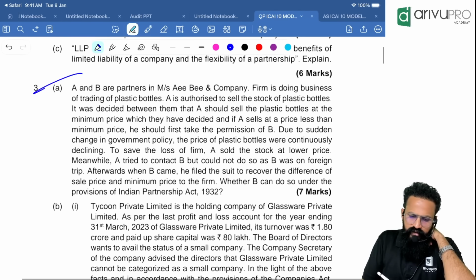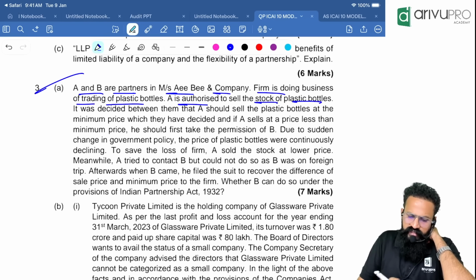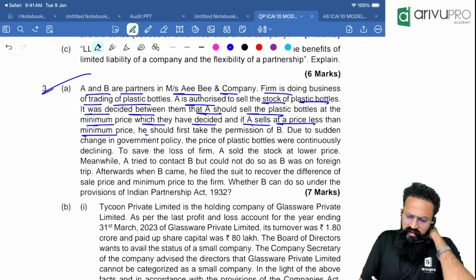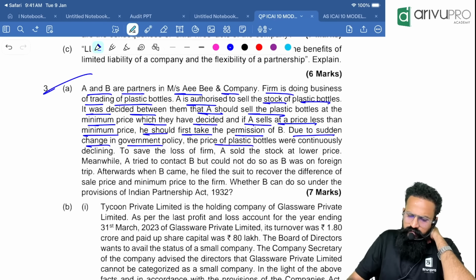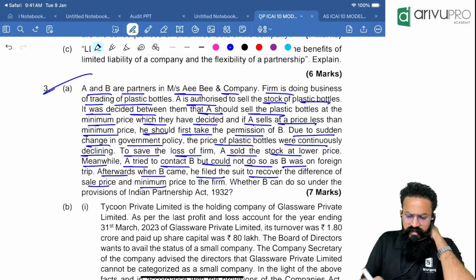Next, go through this one. A and B are partners in a firm, A, B and Company. The firm is doing business of trading plastic bottles. A is authorized to sell the stock of plastic bottles. It was decided between them that A should sell the plastic bottles at the minimum price which they have decided, and if A sells at a price less than the minimum price, he should first take the permission of B. Due to a sudden change in government policy, the price of plastic bottles was continuously declining. To save the firm from loss, A sold the stock at a lower price. Meanwhile, A tried to contact B but could not, as B was on a foreign trip. Afterwards, when B came back, he filed a suit to recover the difference between the sale price and the minimum price for the firm. Whether B can do so under the provisions of the Indian Partnership Act.